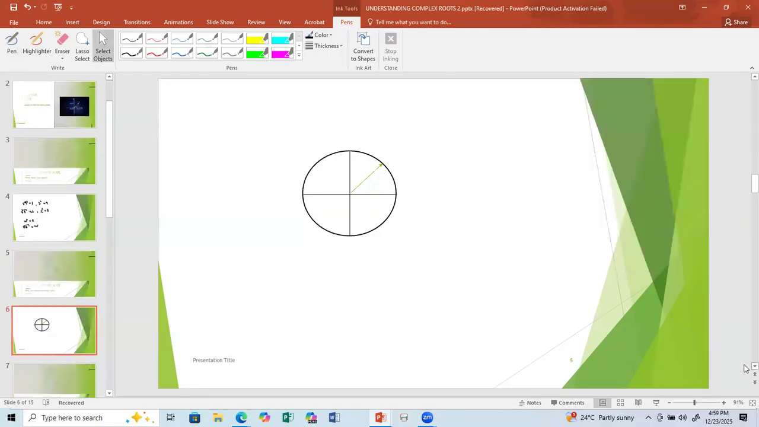The key reason here is because of angles. Remember, we did mention that a complex number can be written in polar form as r times cosine theta plus i sine theta. So one reason is that the trigonometric functions cosine and sine are periodic. They repeat themselves after every 2 pi.